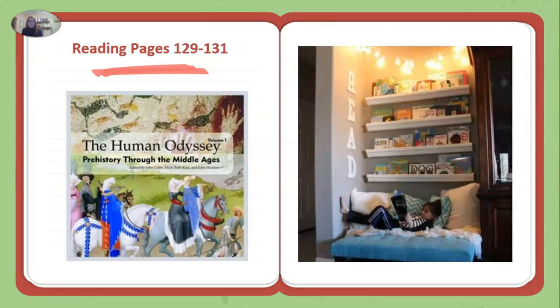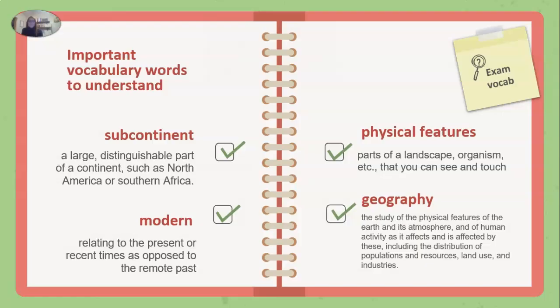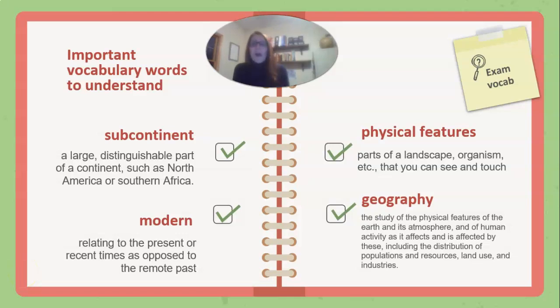So you have your reading pages 129 to 131. Important vocabulary words: subcontinent, a large distinguishable part of a continent such as North America or Southern Africa. Modern means relating to the present or recent times as opposed to the remote past. Physical features, parts of a landscape, organism, etc. that you can see or touch. And geography is the study of the physical features of the earth and its atmosphere and of human activity as it affects and is affected by these, including the distribution of populations and resources, land use, and industries. It's a lot of words. So basically, the physical surroundings around us.